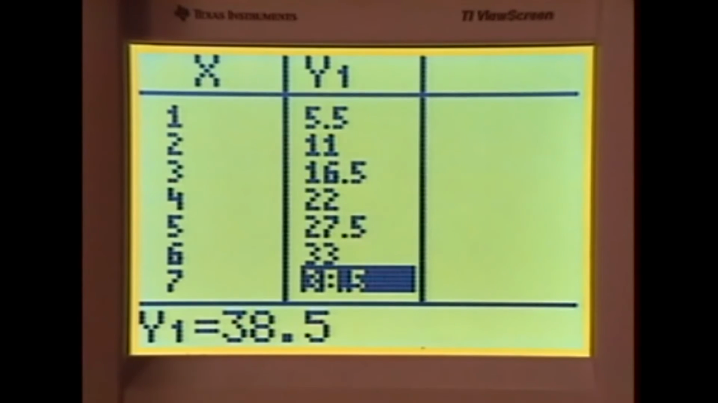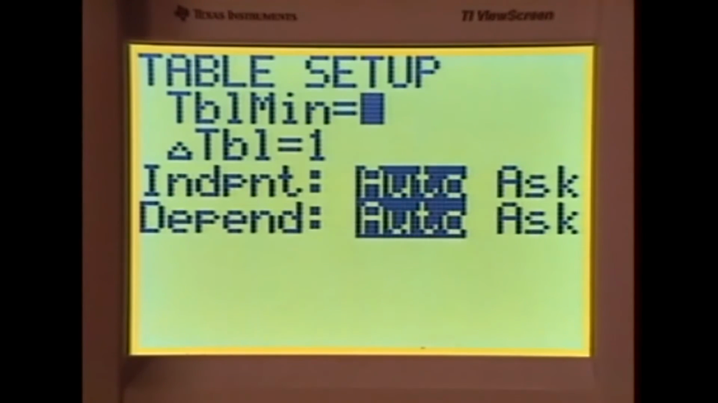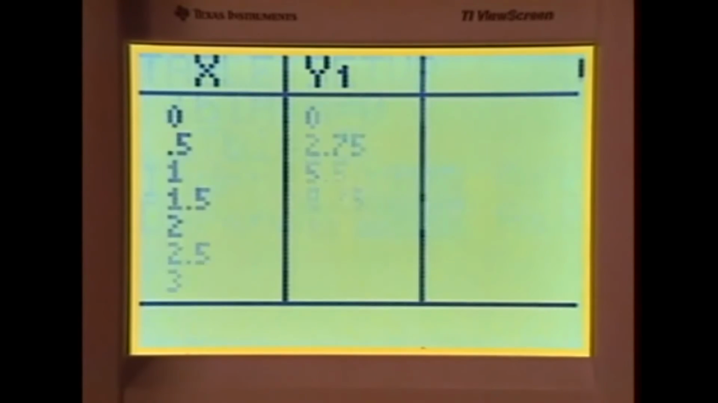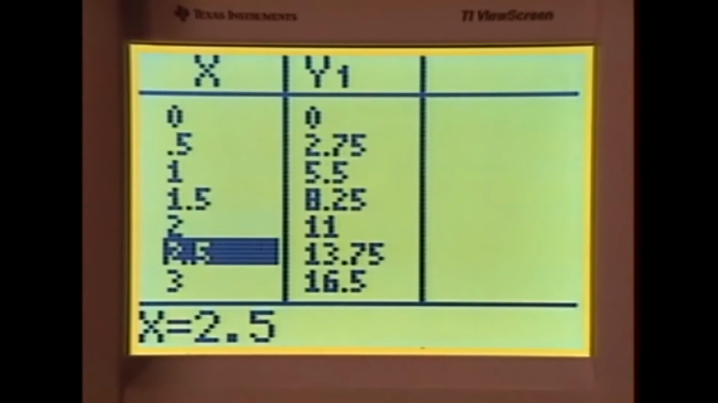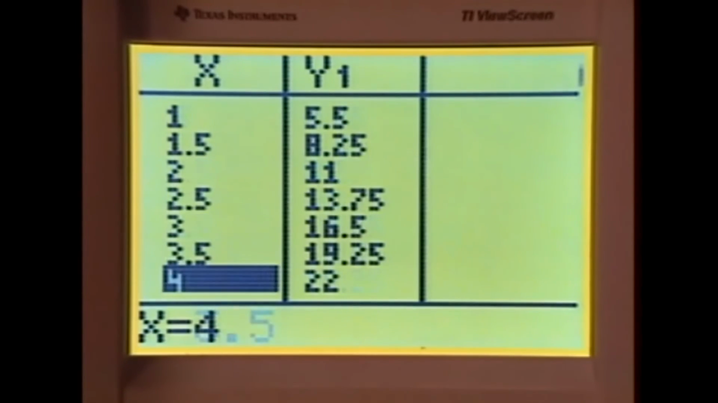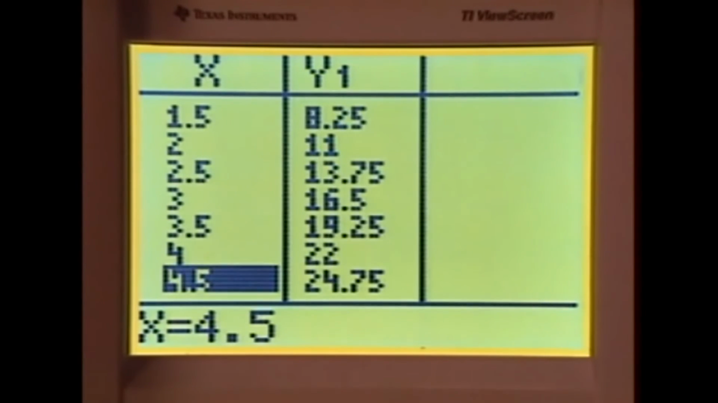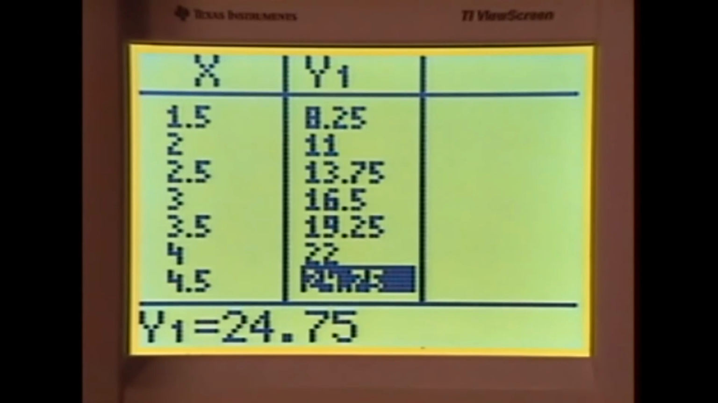If I want to reset table to look at every half-hour increments, starting with 0 again, the minimum 0 and the increment 0.5, and I go back to table, then I see a half hour, 1.5, in addition to the integer hours. So if you go 4.5 hours, you would get $24.75.